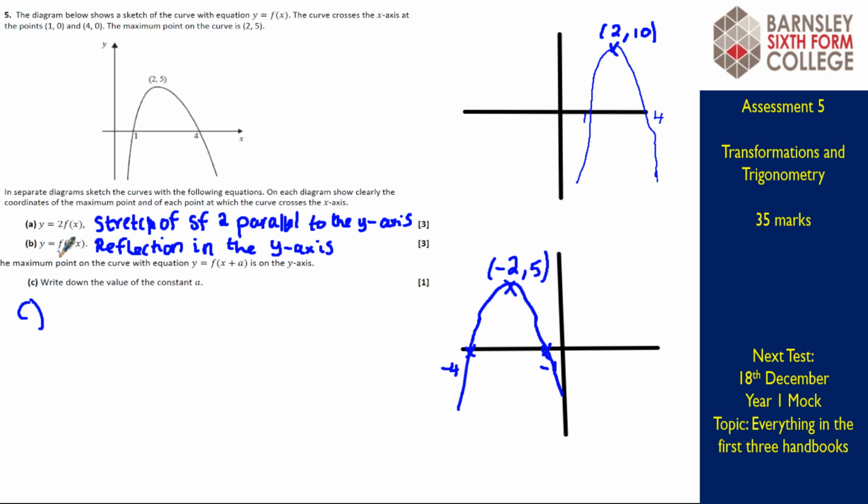So if it shifted 2 to the left, this would be a transformation. Now remember, changing the x direction does the opposite of what you'd expect. So it wouldn't be minus, because you take 2 off the x values, the transformation is actually going to be f of x plus 2. So a would simply just be 2. Because now, when you put in x equals 0, where it crosses the y-axis, f of 2, we know, gives you 5.